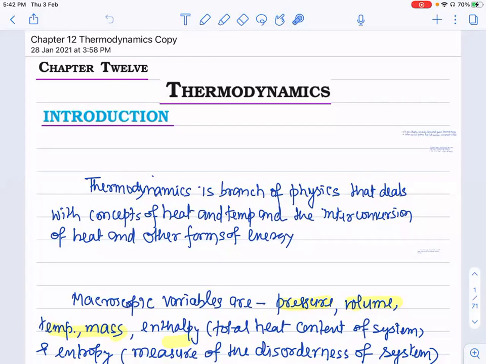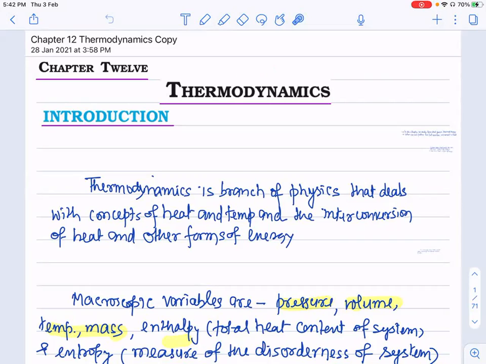Chapter number 12, Thermodynamics. Thermodynamics is the combination of two words, thermo plus dynamics, heat and motion. So this chapter deals with the heat engines, which produce kinetic energy with the help of heat. Have you seen the heat engine? Heat engines are fitted in automobiles, two-wheelers, cars, ships, trains, aeroplanes, power stations, thermal power stations. Heat engines are used to convert heat energy into kinetic energy or motion. So that's what thermodynamics is all about.